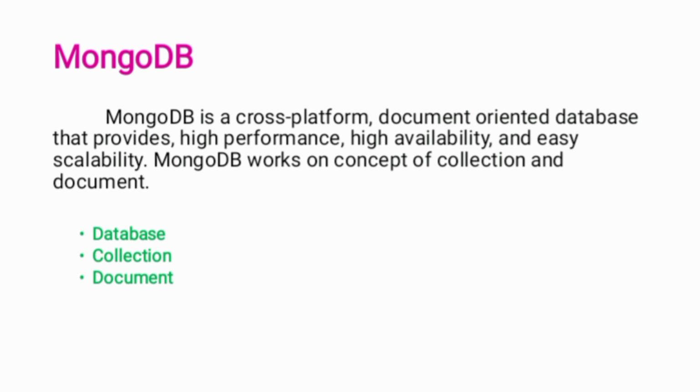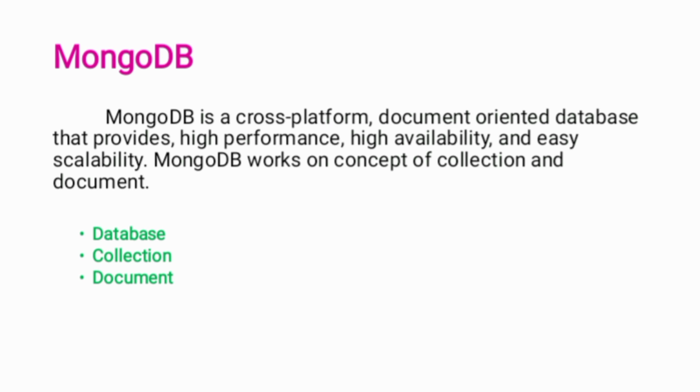Next, collection. Collection is a group of MongoDB documents. It is the equivalent of an RDBMS table. A collection exists within a single database. Collections do not enforce a schema, and the documents within a collection can have different fields. Typically, all documents in a collection are of similar or related purpose.